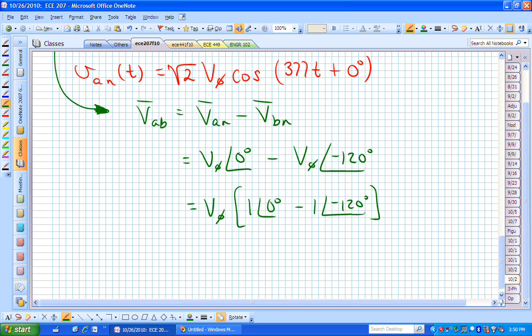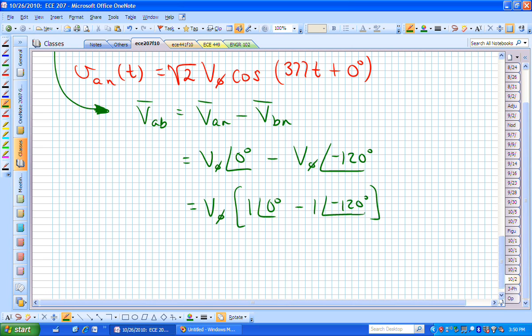Is that okay? I just factored out the magnitude, and I explicitly tried to indicate that that is a vector. It's a magnitude 1 at 0 degrees, and I'm subtracting from that a magnitude 1 at minus 120. In this form, you should be able to convert that to rectangular form. And that could be a gift Thursday.